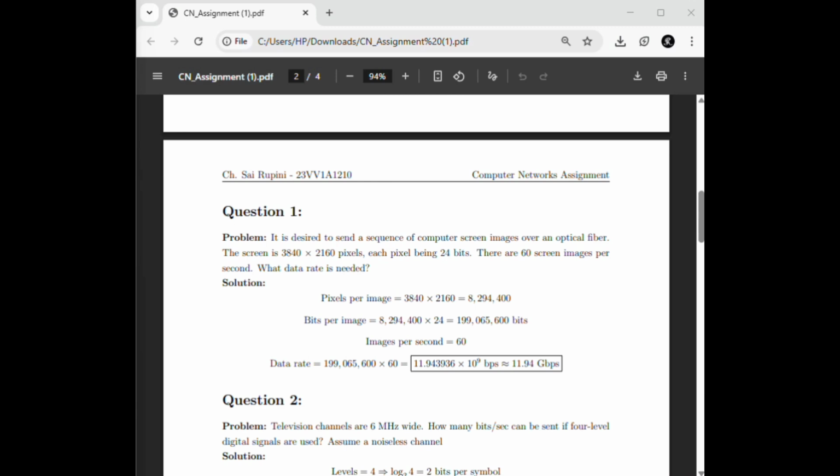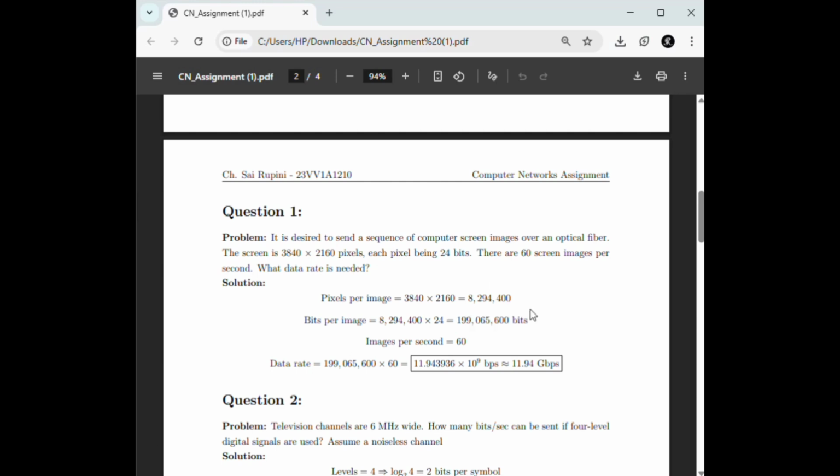Here we can simply calculate pixels per image by multiplying 3840 by 2160, which gives the number of pixels per image. And we can also calculate bits per image. In the question it is given that each pixel is 24 bits. So we multiply the number of pixels by 24, which gives the number of bits per image.